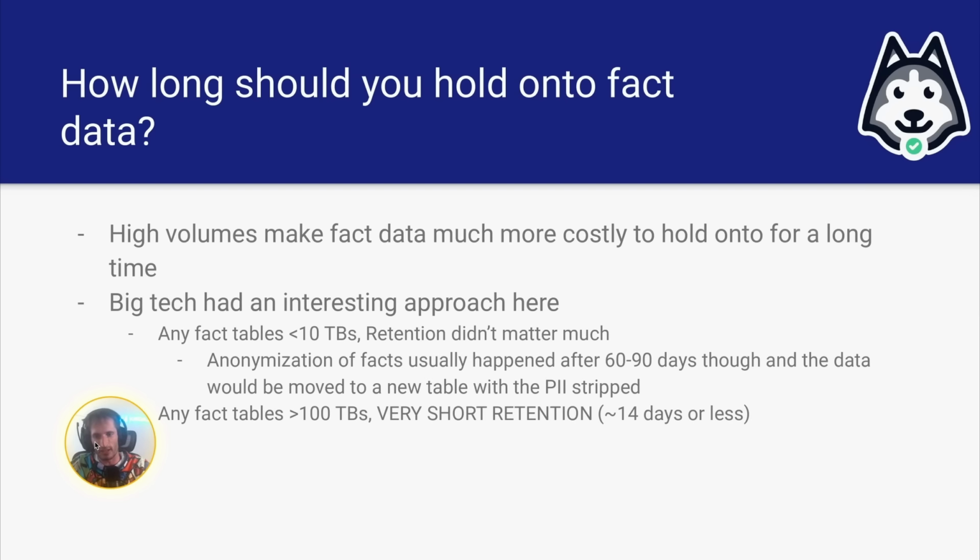Obviously, depending on the company and the budget, these rules might change. Maybe at your company, instead of 10 and 100, it's 1 and 10, or 100 gigs and 1 terabyte, or whatever. Usually there's an order of magnitude between where you say we need to make this more efficient and we need to reduce the retention on this because the cost outweighs the benefit. And that's a big thing you should be thinking about as a data engineer: what is the ROI for holding on to more data?